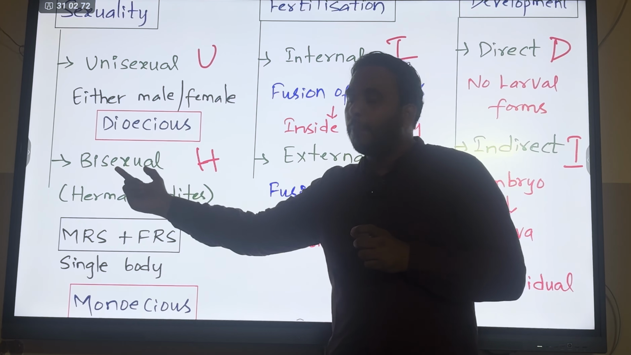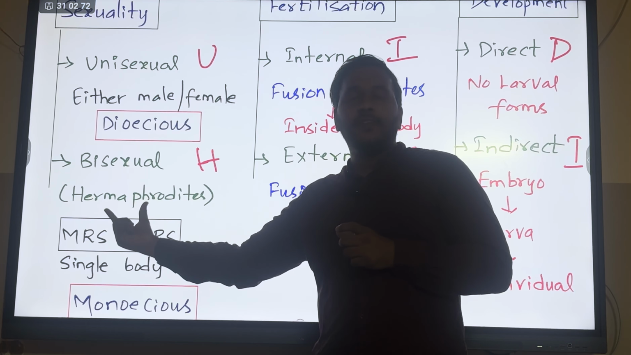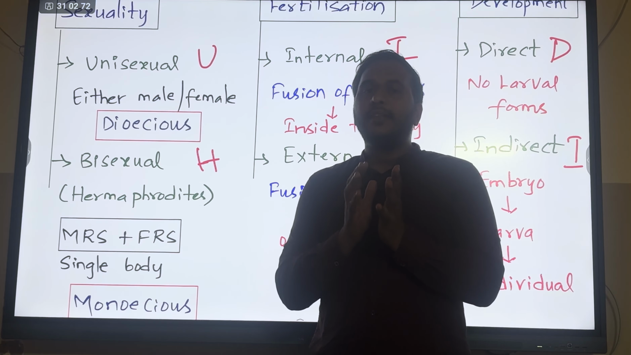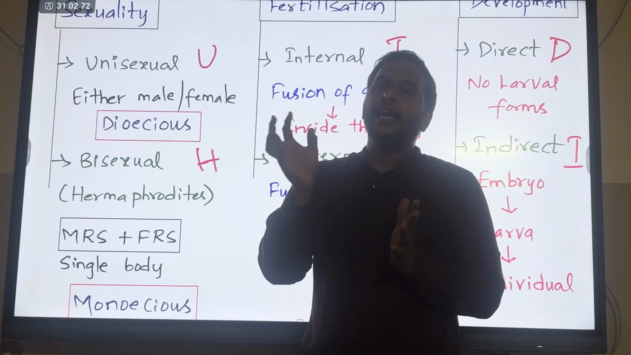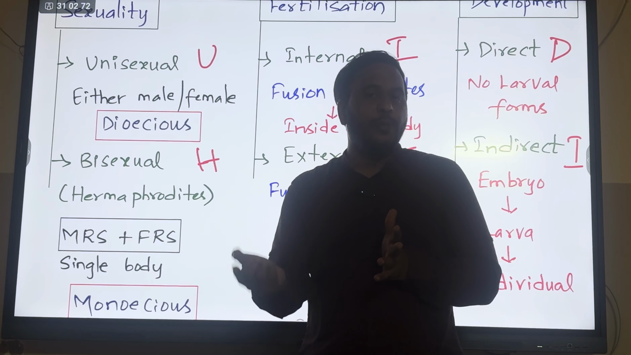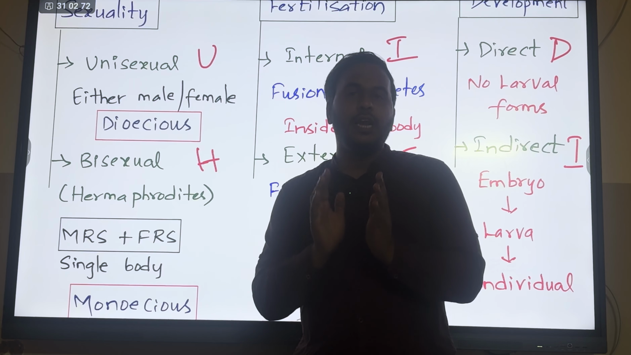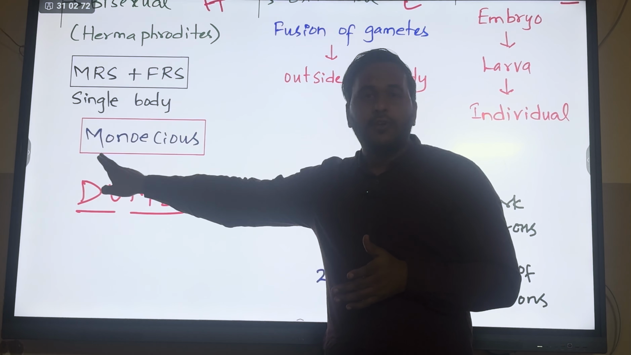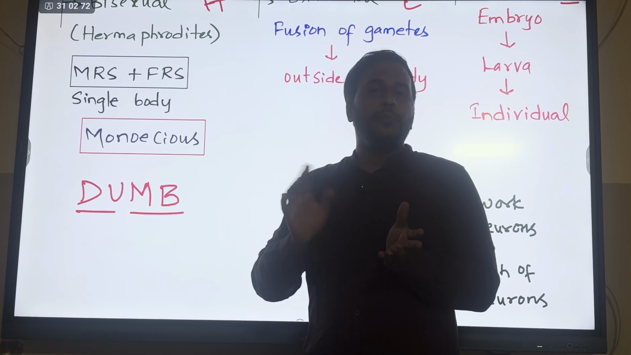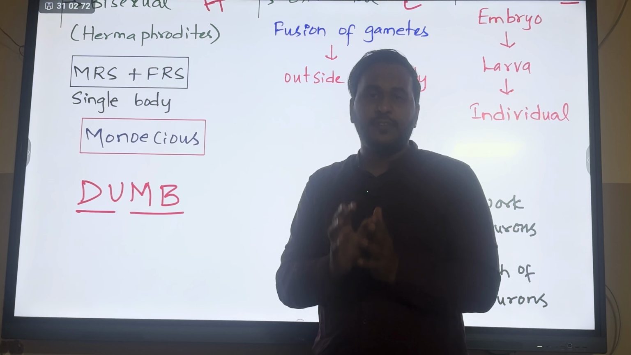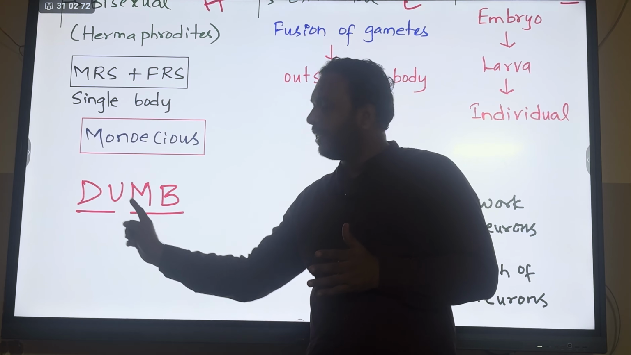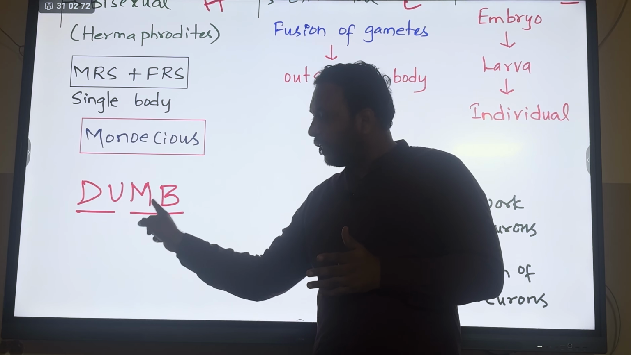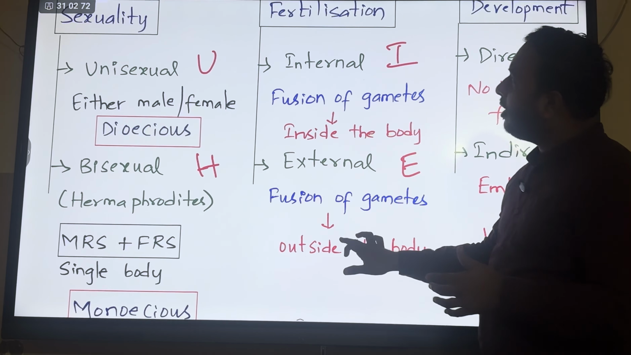Next, the second one, bisexual animals. Bisexual animals are also called hermaphrodites. That means if you take the animal, you will be able to find the male reproductive system as well as the female reproductive system within the single body. So we call them hermaphrodites, and the condition is called monoecious condition. You can remember this with the shortcut DUMB: Dioecious, Unisexual; Monoecious, Bisexual.